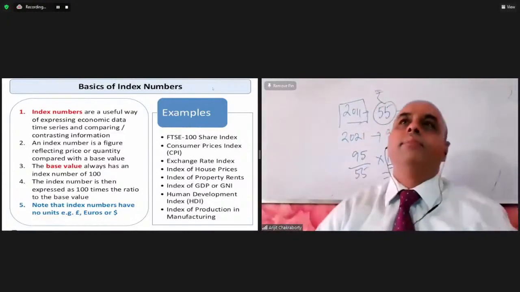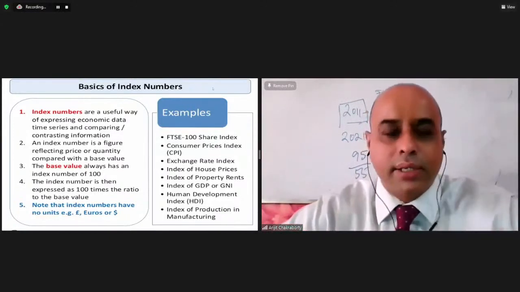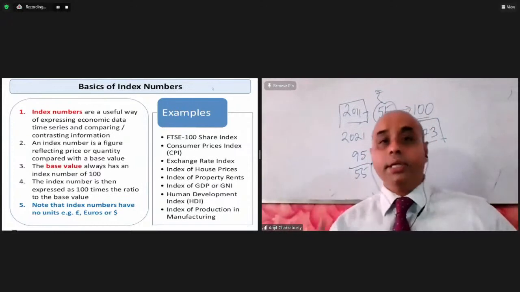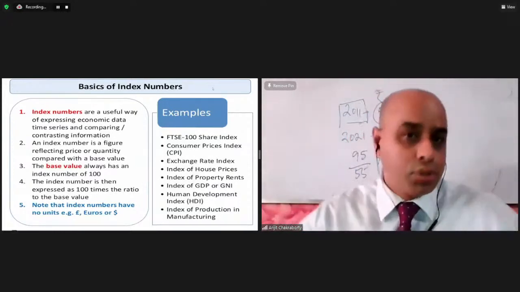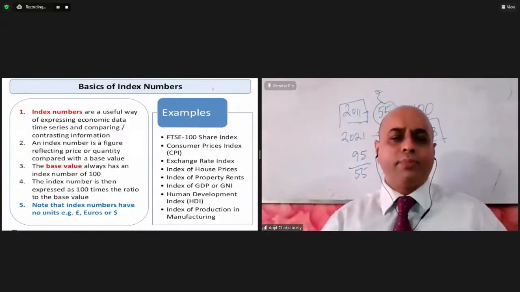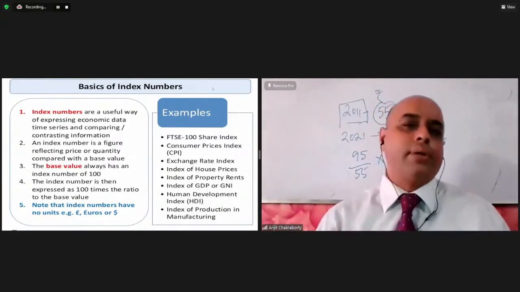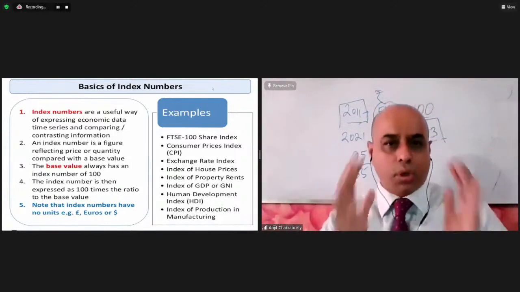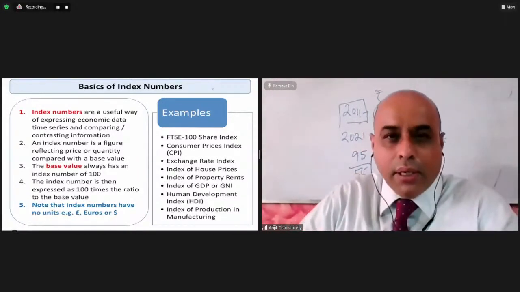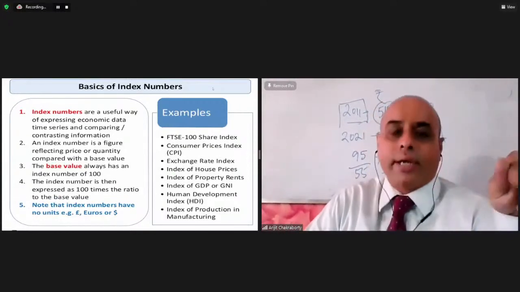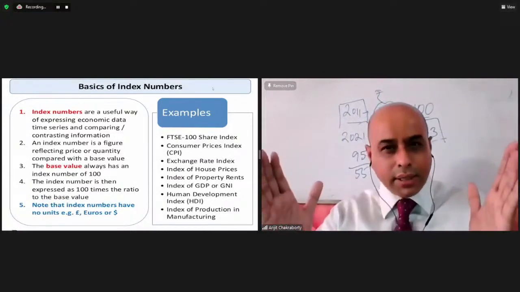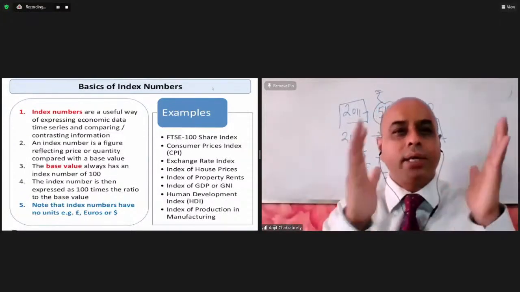As I said, for example, we have the FTSE share index. Then we have the consumer price index, CPI, and the exchange rate index. In the US, you have the Dow Jones index, DJI. Then in other parts of the world, we have different index numbers based on the stock market of that particular country. Like in India, we have Sensex, which is a short form of Sensitive Index. Bombay Stock Exchange Sensitive Index is shortened as Sensex.